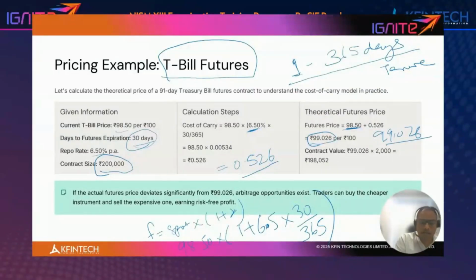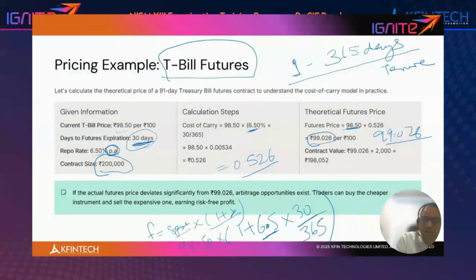So let's revise it again. The future price calculation is spot into 1 plus R. Spot is 98.5 given over here. R is 6.5, but this 6.5 is per annum. And the contract period is only 30 days. So whenever you want to analyze any contract, you divide it by 365 because the 6.5 is for the entire year, and for 30 days it will be divided by 365.